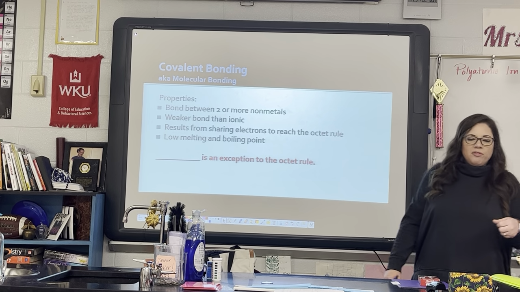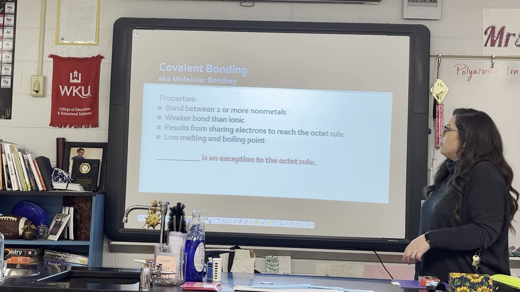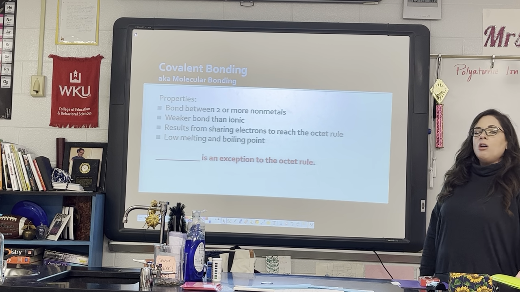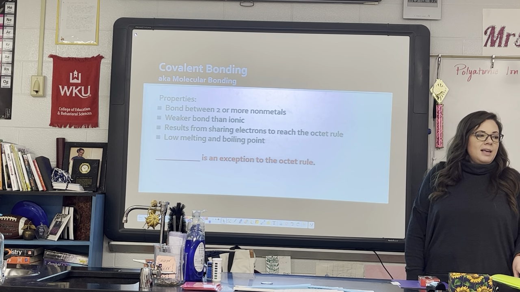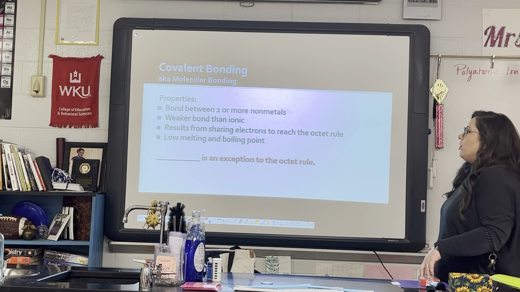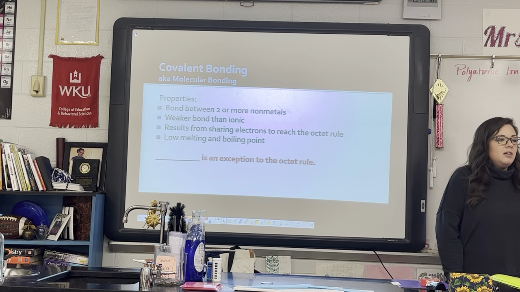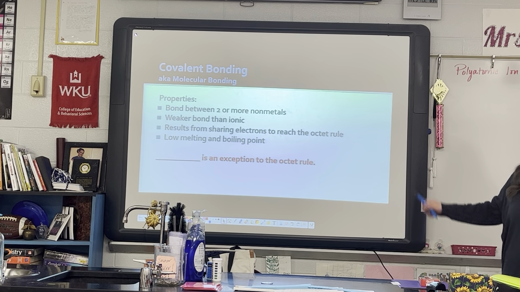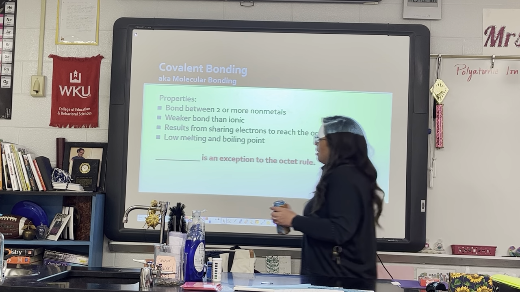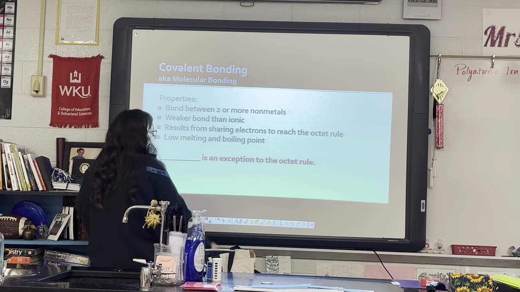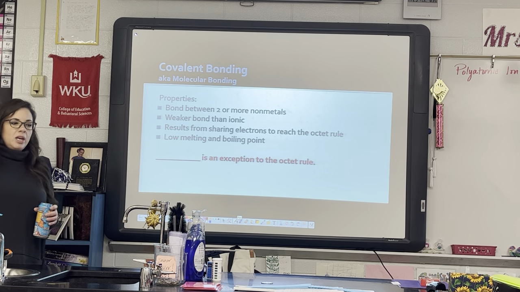Okay, so now that we've finished up ionic bonding, we're going to move into these other types that we're going to learn about, which is covalent bonding, aka molecular bonding. You can also call it molecular bonding, and that's because a molecule is made of two nonmetals, which is also what a covalent bond consists of. So right here, it's a bond between two or more nonmetals.